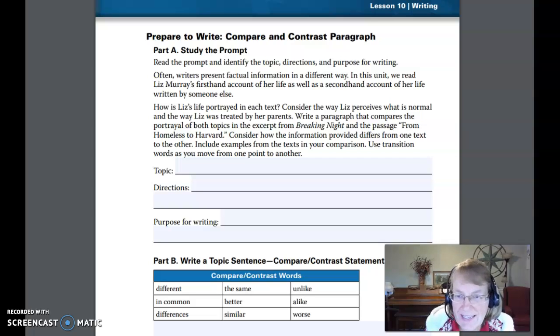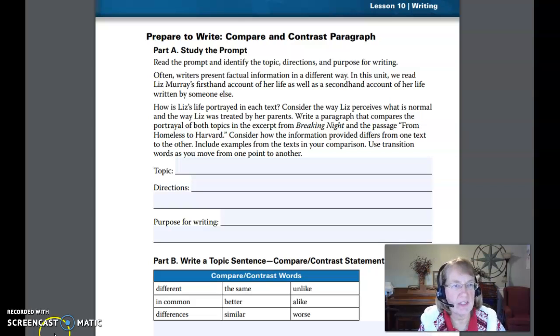This is the lesson 10 pre-writing for the writing assignment. You'll be writing a comparison contrast paragraph, and we'll be comparing both of the articles that we read this time. One was Liz's memoir, Breaking Night, and then the third person article that was written about her, From Homeless to Harvard. So first thing we want to do is look at the prompt.